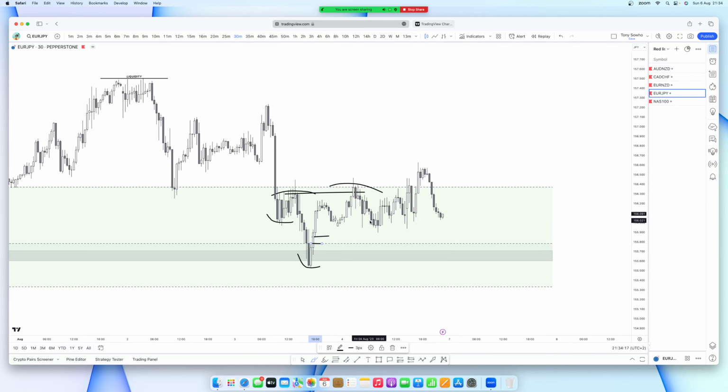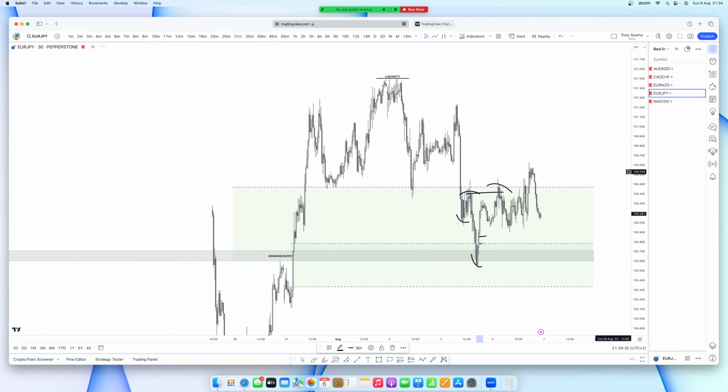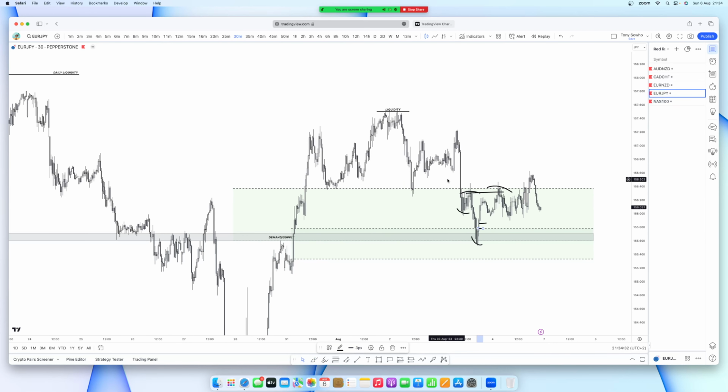So what are we looking at for this week? I'm still bullish on Euro JPY until the candles tell me something different, right? So for now, I'm still bullish, and I'm going to be on the lookout for buying opportunities if the candles are in agreement with me.